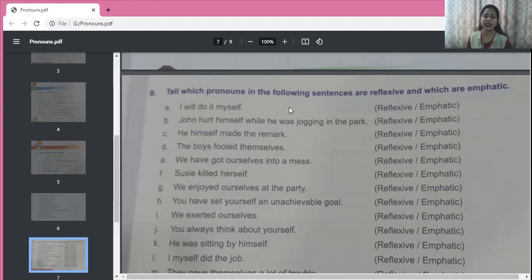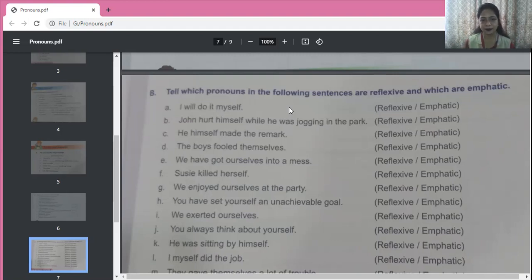You have set yourself an unachievable goal. So you have set yourself. Now, if we remove yourself from here, then you might have set a goal for somebody else also. Okay. So the word yourself tells for whom have you set the goal. Okay. So this is necessary. So this is reflexive. Now we exerted ourselves. We exerted whom? Ourselves. Okay. So this is necessary.